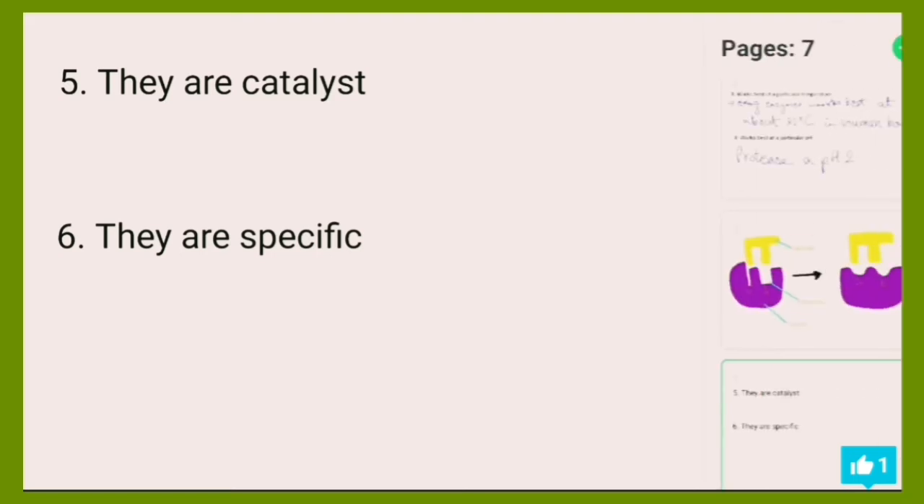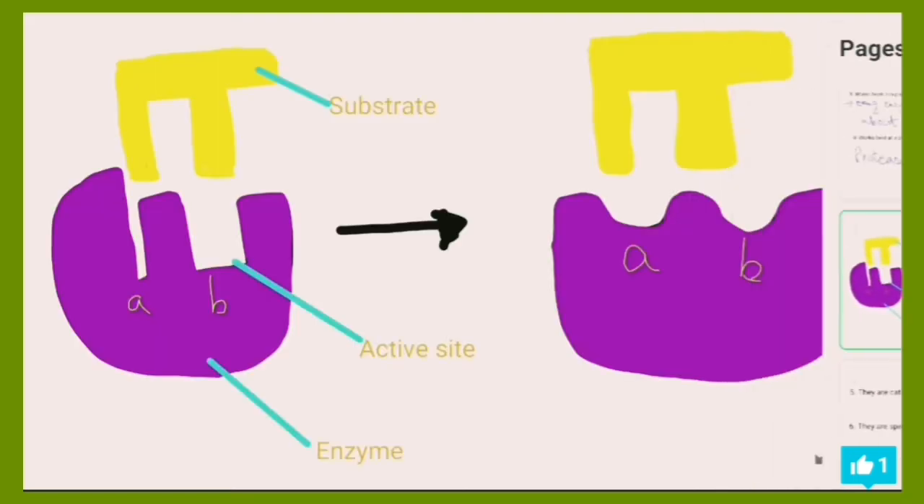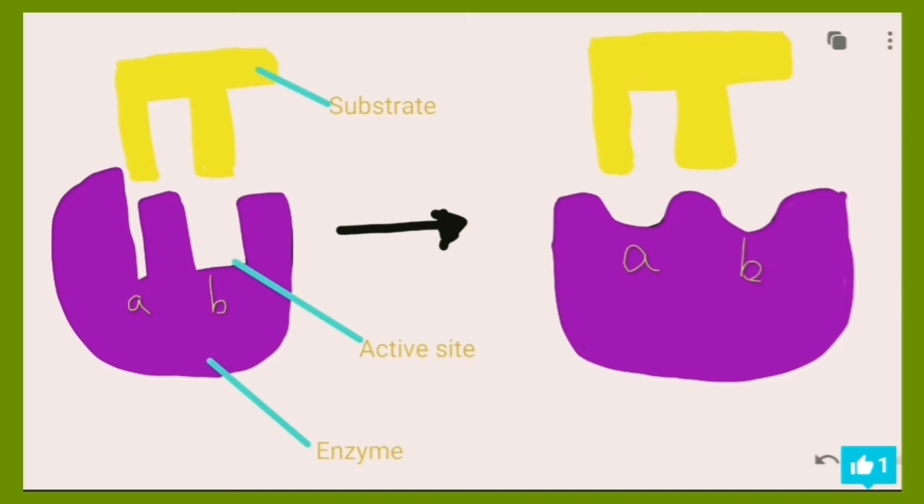Now I have drawn this diagram here. We can see this being the enzyme, and it has got two active sites, A and B, and right above it is the substrate we have right here. You can see how the shape is quite complementary. It can fit, and if it does fit, it will form an enzyme substrate complex.